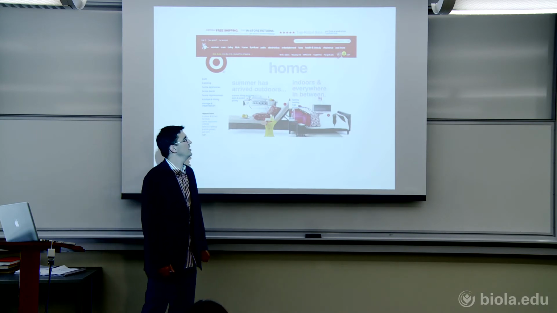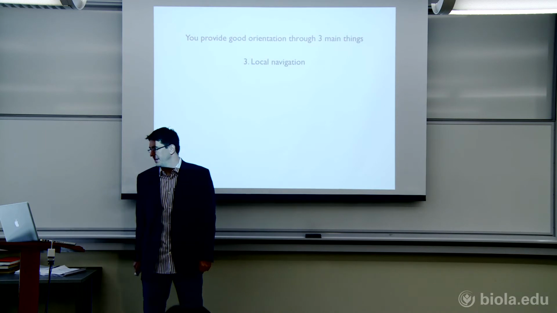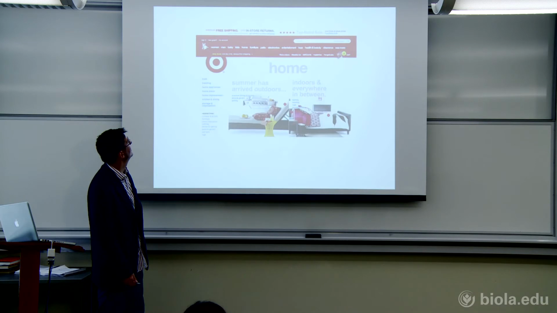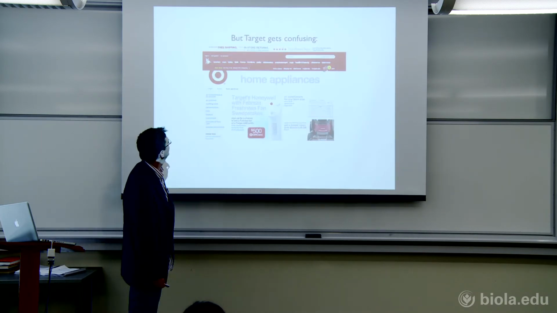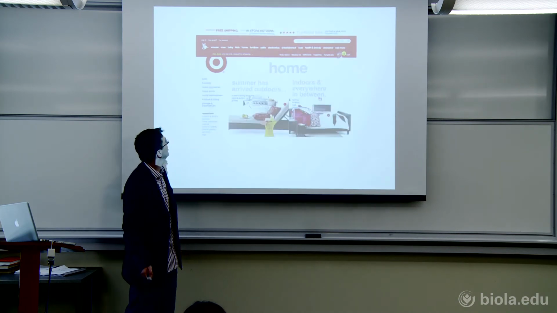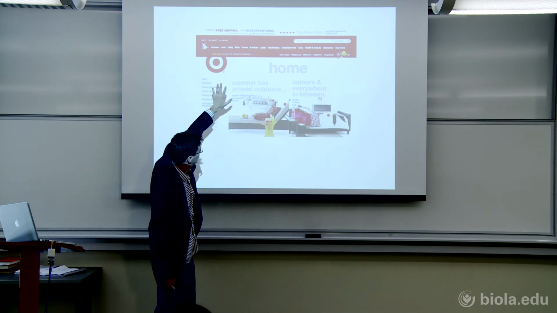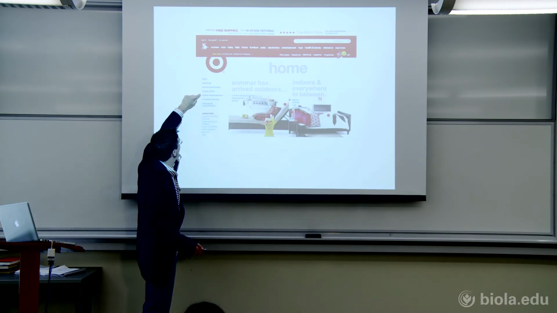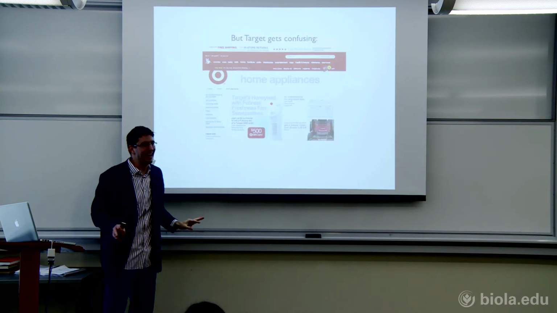Okay, so global navigation and local navigation. I just talked about the local navigation. Now, Target gets a bit confusing, and here's why. Let me go back. Here I'm at Home, and we've noticed they didn't highlight it up in the global navigation like they should, but they did have a page name. That's good. Now if I click on one of these though, I'm lost. Immediately I'm lost. I don't know where I am.